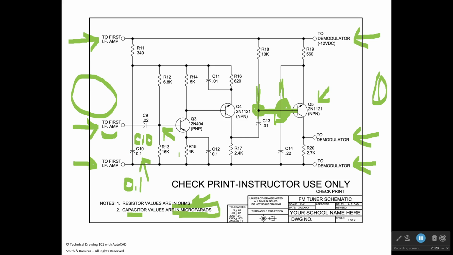Now, under resistor values, for example, we have a resistor right here. The reference designator for that resistor is R. The number of that resistor in our circuit is number 13. And it says that it is 16K. So we have a note right here that says resistor values are in ohms, but K means multiply times 1,000. So this is a 16,000 ohm resistor.